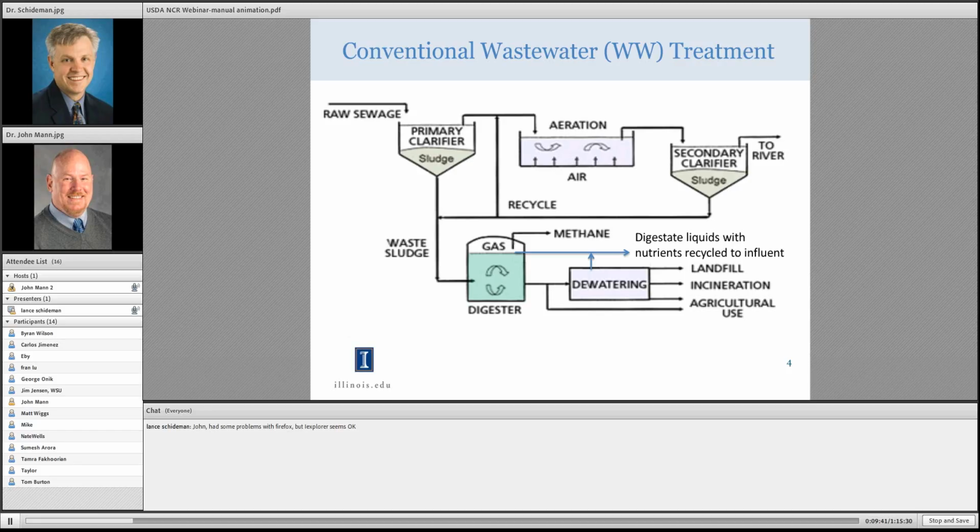In particular, it has a lot of nutrients left over because the things that have been removed in the digester are carbonaceous materials that have been turned into methane.